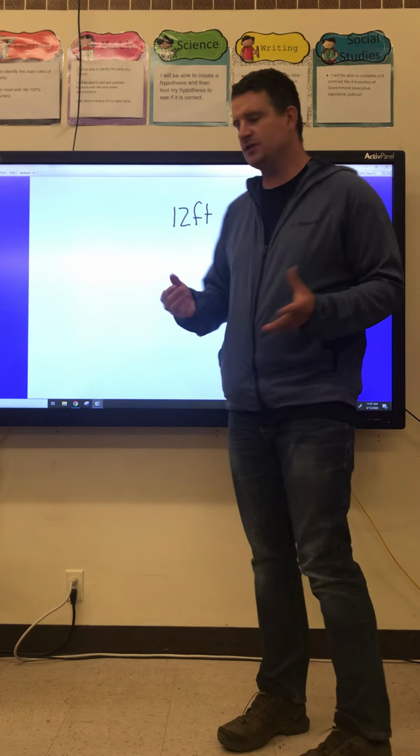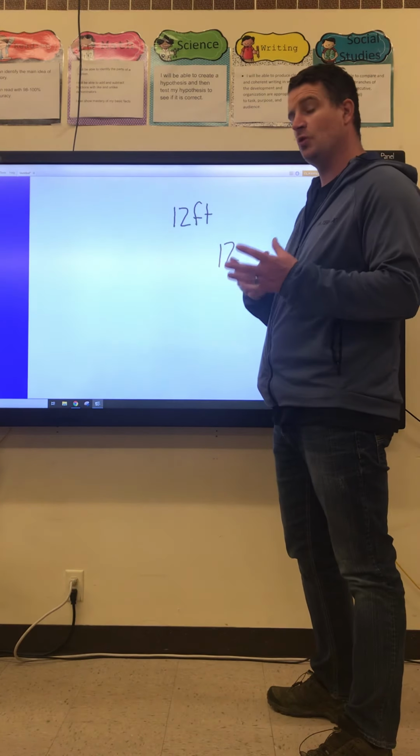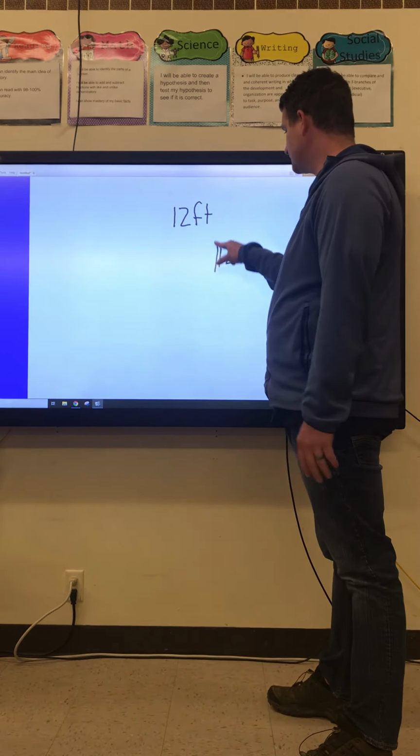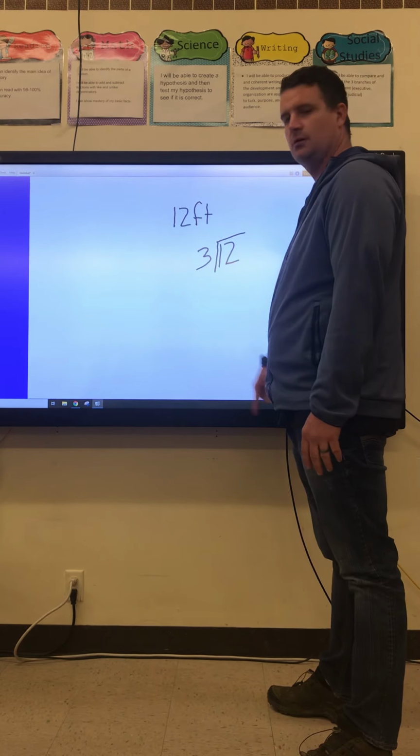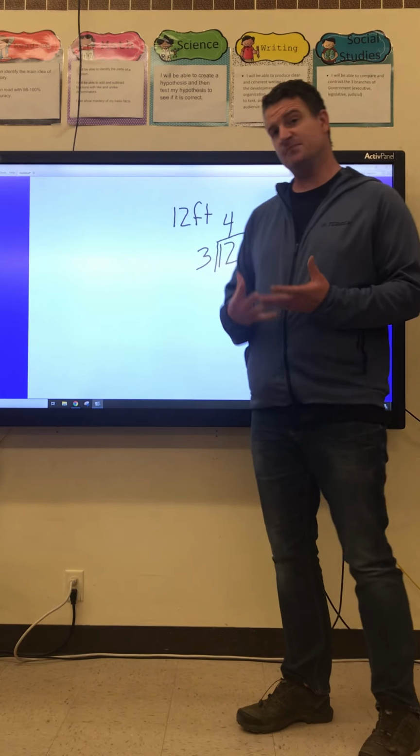So, with this, I'm going to take my 12. I know that in 1 yard there's 3 feet, so I'm going to have to divide it by 3. 12 divided by 3 is 4. Okay? So that's the basics of this.